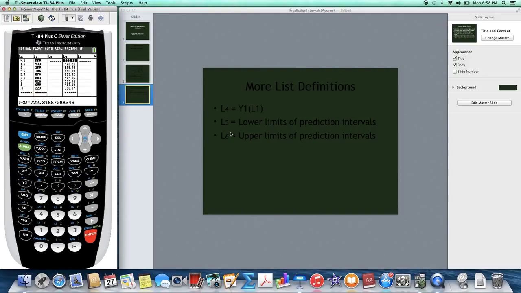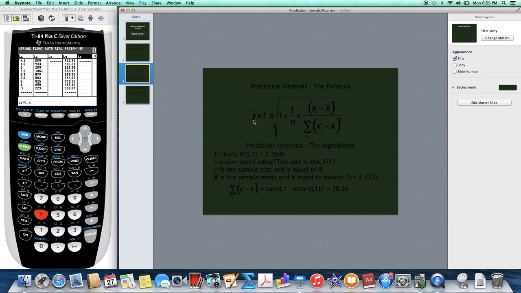Now in L5 we're going to put in all the lower limits of the prediction intervals. So I'm going to go one to the right, move my cursor up to select the whole list, and press enter to enter a formula. Now we're going to go second 4 to paste in L4, going back to the formula, so my y hats are all in L4. I'll do the lower limits first, so I'm going to do the subtraction first.